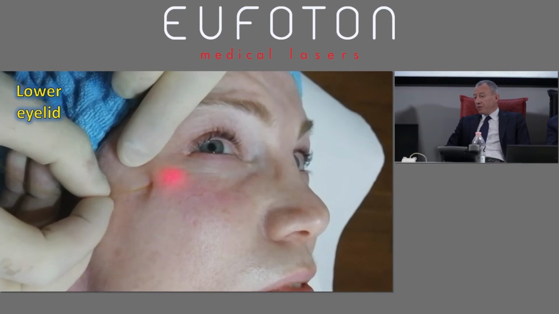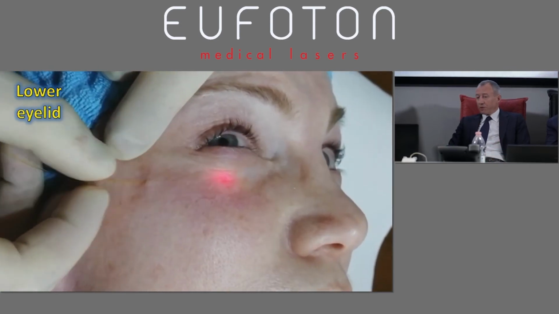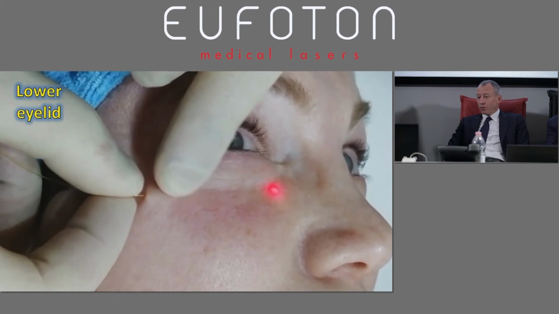I start with the setting with 3 times the starting T-off. 204 for the lower eyelid.